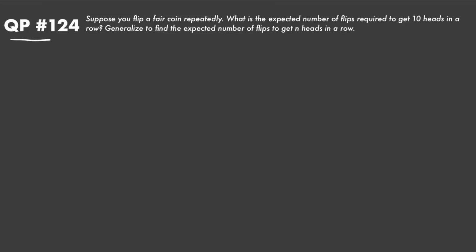Hello everyone, today let's take a look at QP124. Suppose we flip a fair coin repeatedly. It's asking us what is the expected number of flips required to get 10 heads in a row, and generalized, to find the expected number of flips to get n heads in a row. Since our probabilities of flipping a heads or a tails are not going to change from flip to flip, and we could basically have an infinite number of flips before getting 10 heads, it could go on forever.